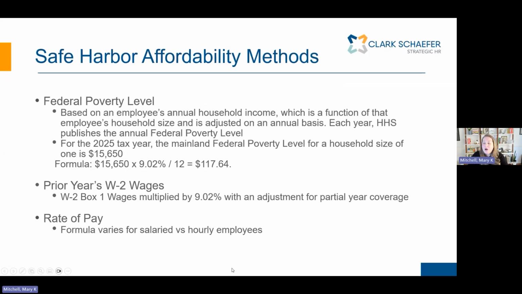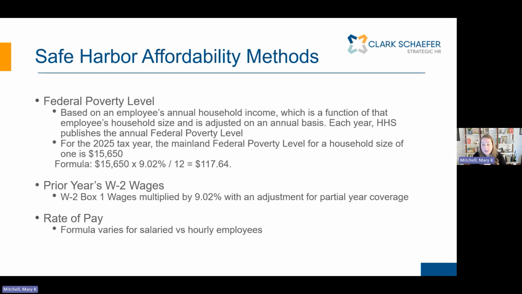Now, when we talk about the forms themselves and we get into whether these are considered affordable coverage options for our employees, there are a few different safe harbor affordability methods that the Affordable Care Act allows you to use to show the IRS that, yes, what we offered was actually considered affordable. So there are three different methods. The first one is the federal poverty level.